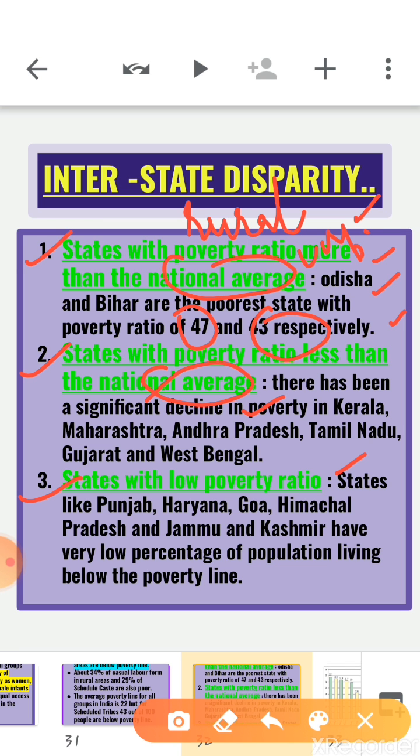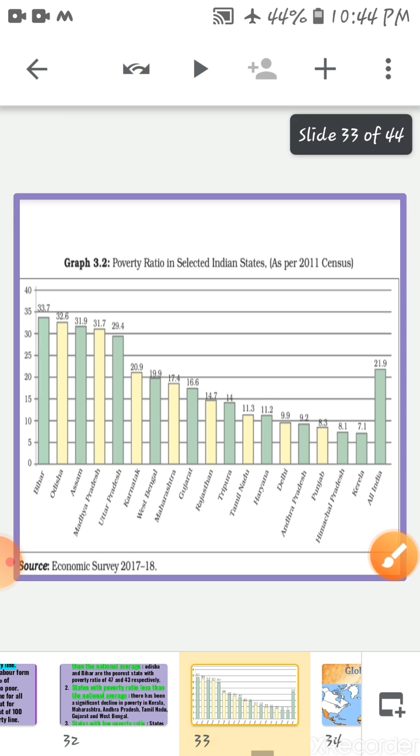Then next we have states with low poverty ratio. States like Punjab, Haryana, Goa, Himachal Pradesh and Jammu and Kashmir have a very low percentage of population living below the poverty line. Okay, so here is the graph.